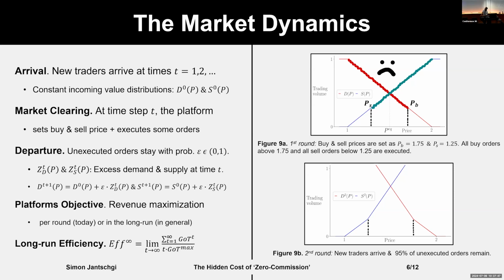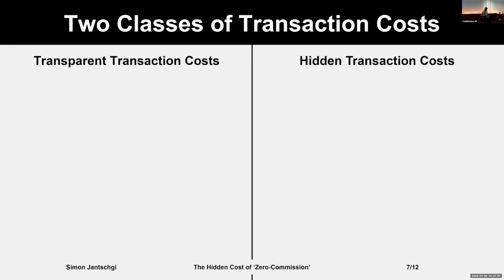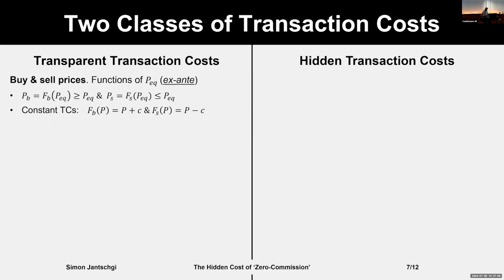Now, how are we going to set the buy and the sell prices? This is what I'm going to call transparent versus hidden transaction costs, related to the business model at financial exchanges like the New York Stock Exchange versus at market makers. So transparent transaction costs, I'm going to model as the buy and the sell price being set as ex ante communicated functions of the market clearing price. So the example that I'm going to be using is, for example, a constant transaction cost that, given that the equilibrium price at time t is going to be P, the buy price is going to be P plus C, and the sell price is going to be P minus C. So the bid-ask spread in that example would be 2C.